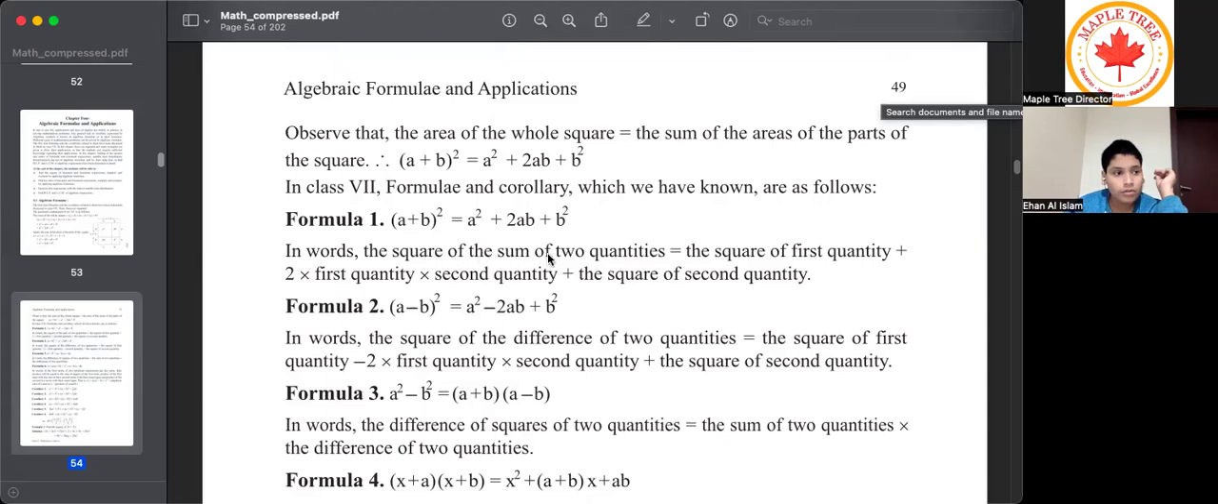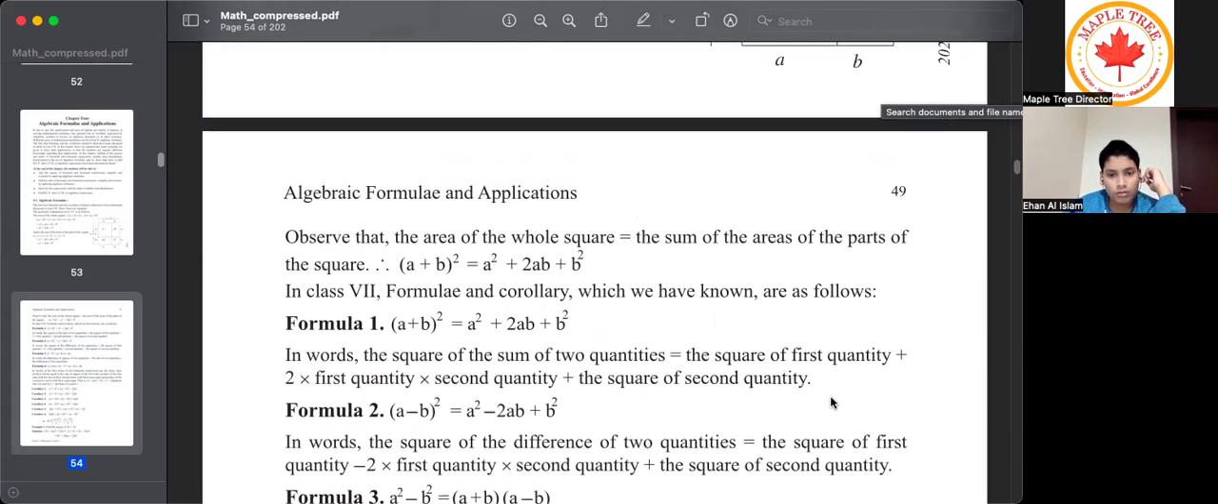The square of the sum of two quantities is equal to the square of the first quantity plus 2 times the first quantity into the second quantity plus the square of the second quantity.